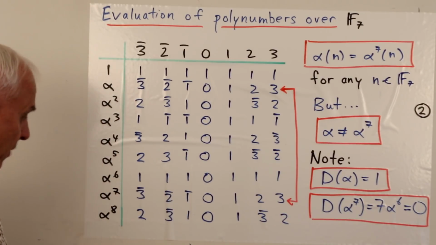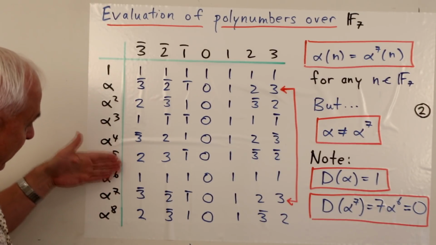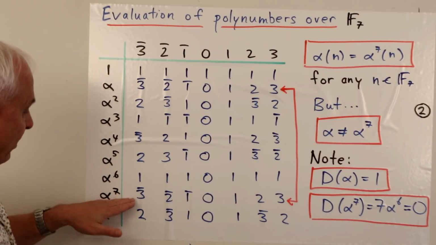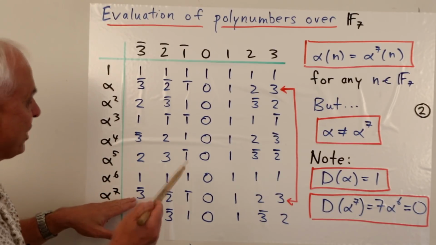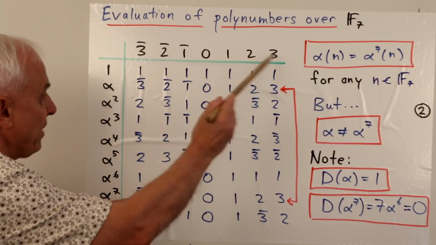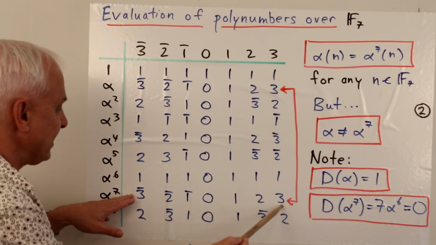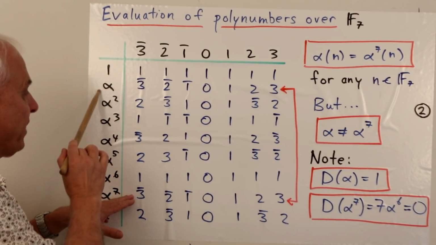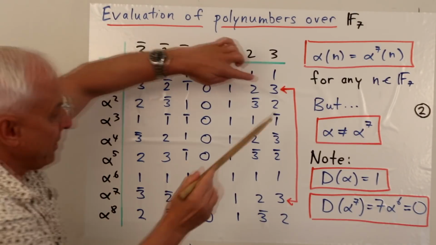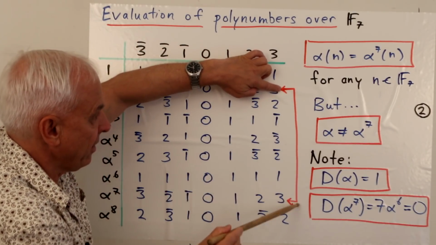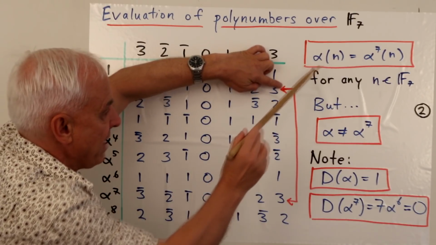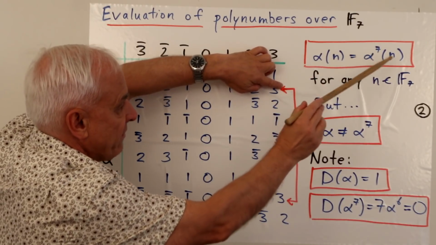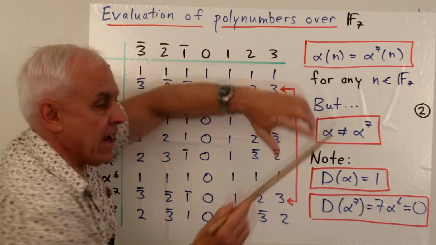Okay. Now, that has the consequence that when we go to the next level, like alpha to the 7, we're just multiplying alpha to the 6 by the original guys. That means we're actually going to get exactly the same values as we did with alpha. So there is then a repetition here, okay? For alpha to the n is the same as alpha to the 7n for any n in F7.